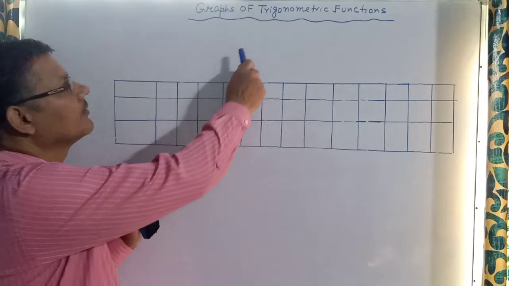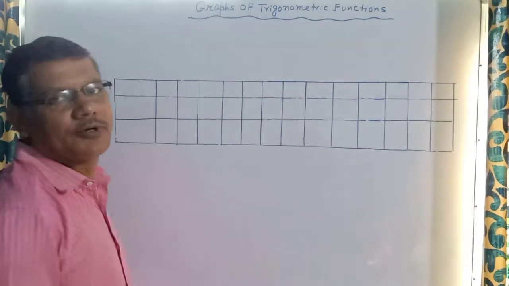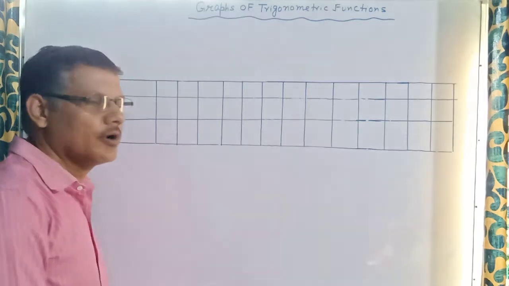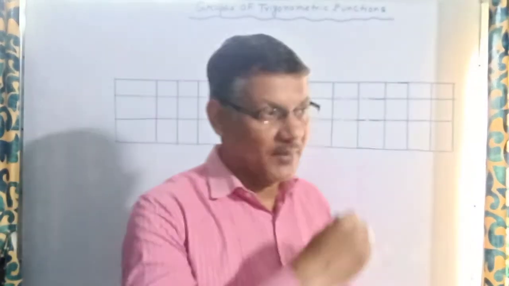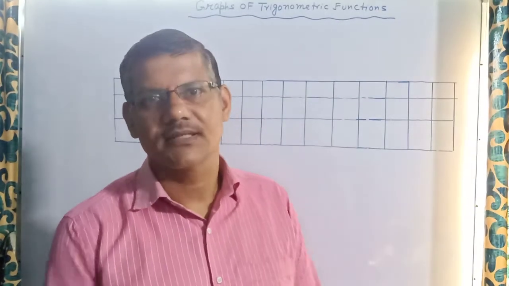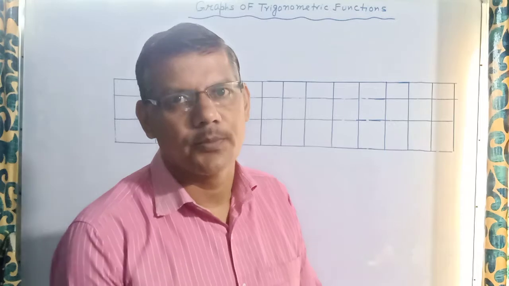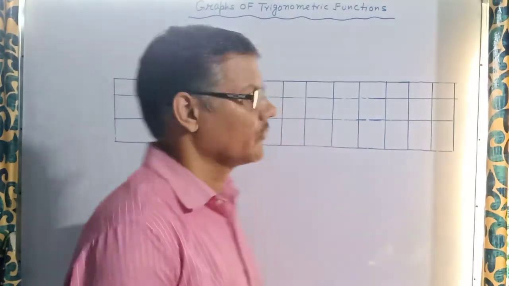That is trigonometric functions. In trigonometric functions, that is graph of trigonometric functions. As all of you know, all trigonometric functions are periodic. It means they repeat after a definite interval. Out of 6 trigonometric ratios, 4 are periodic with period 2 pi and 2 are with pi.